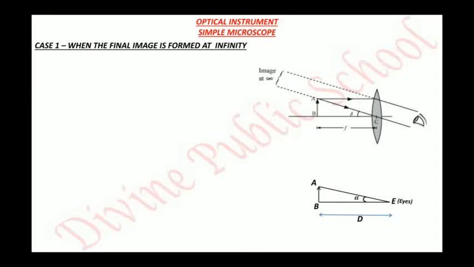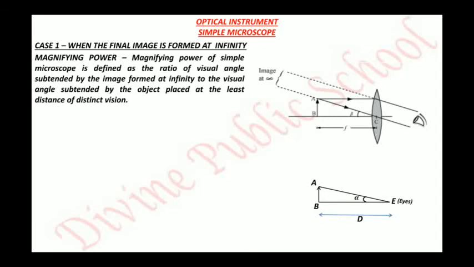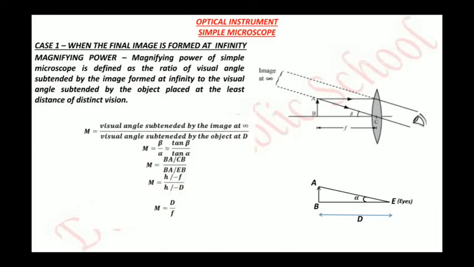Now we have to define magnifying power in this case. The magnifying power will be given as the ratio of the visual angle subtended by the image formed at infinity, which is beta as shown in the diagram, to the visual angle subtended by the object placed at the least distance of distinct vision as shown in the diagram. That means the object should be at 25 cm from our eye. So mathematically, M is equal to the visual angle subtended by the image formed at infinity to the visual angle subtended by the object placed at capital D. So M is equal to beta upon alpha, which can be replaced by tan beta upon tan alpha.